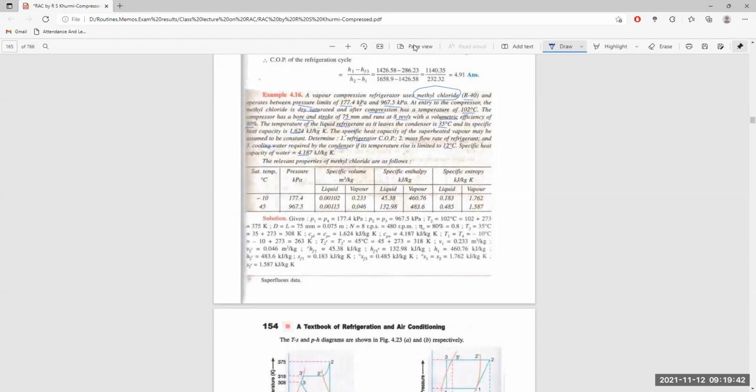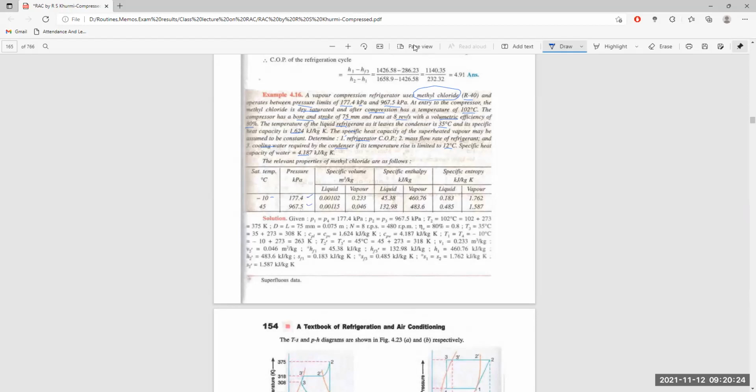What else is given for this methyl chloride refrigerant is the saturated temperature range. The saturated temperatures T1 and T2 are given as minus 10 and 45 degrees centigrade respectively. The pressure at the inlet of the compressor is given as 177.4 kilopascal, and that at the outlet of the compressor is given as 967.5 kilopascal. So this is the higher pressure, P2, and this is the lower pressure, P1.